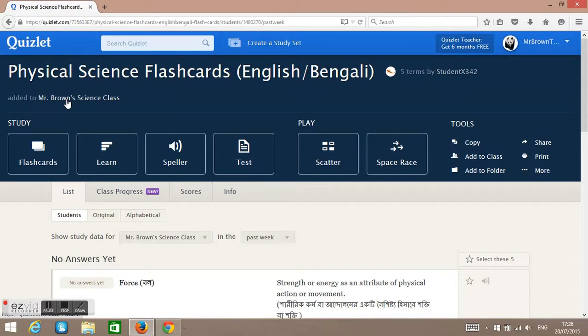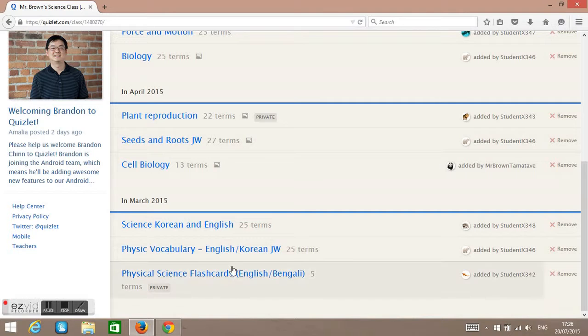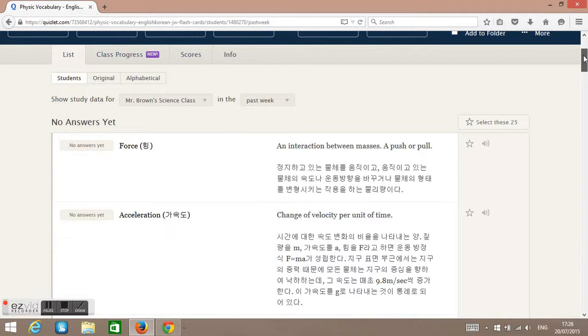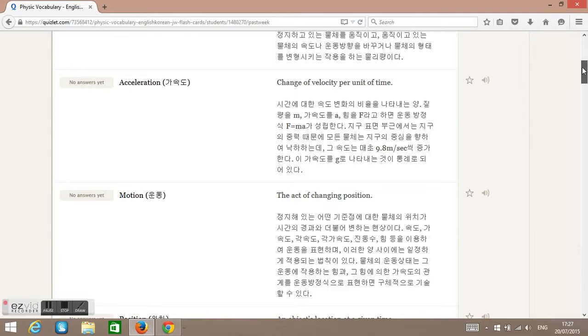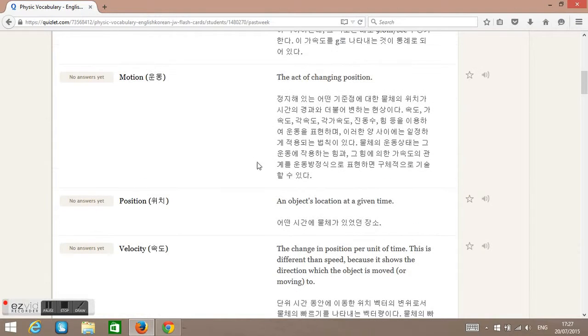Now, I think we'll go look at a set created by a student. Oops, mistake. We'll try physics vocabulary, English and Korean. So, for this student, their English proficiency was actually higher than their Korean proficiency. So this particular student almost had to spend more effort trying to figure out how to write the terms in Korean than in English.